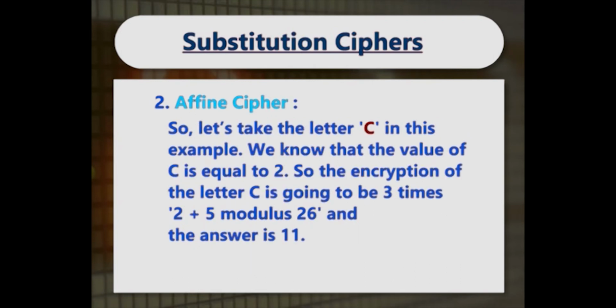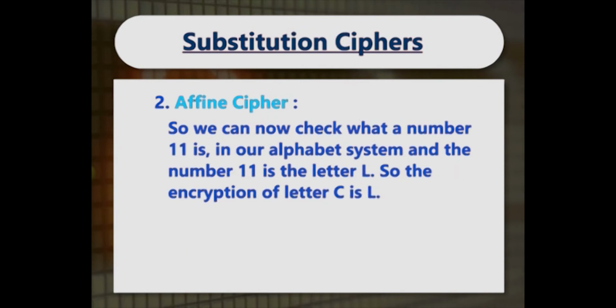So, let us take the letter C in this example. We know that the value of C is equal to 2. So, the encryption of the letter C is going to be 3 times 2 plus 5 modulus 26, and the answer is 11. So, we can now check what the number 11 is. In our alphabet system, the number 11 is the letter L. So, the encryption of letter C is L.